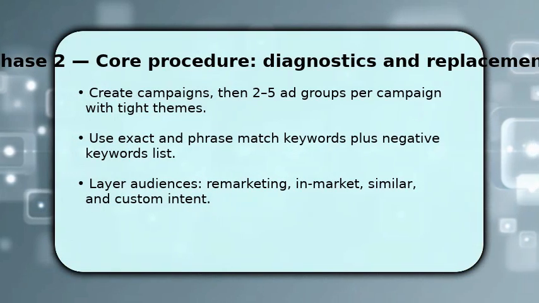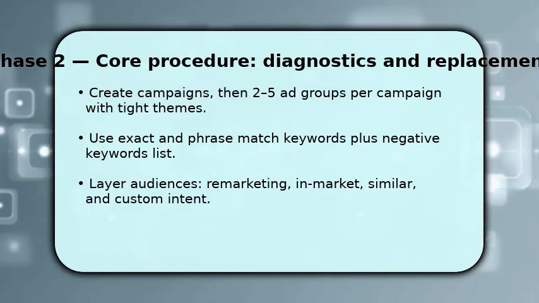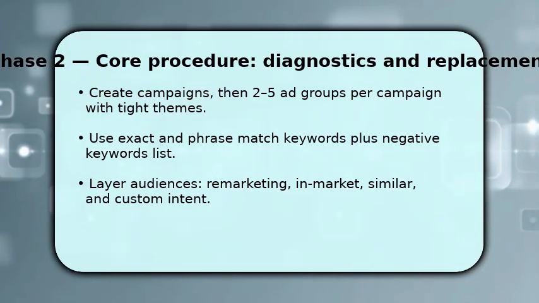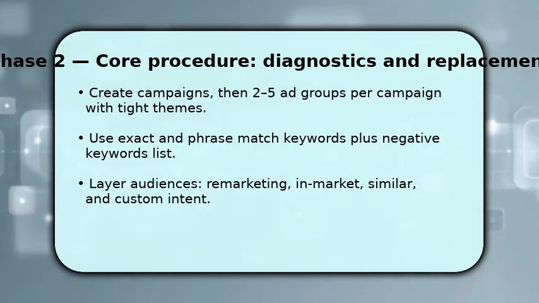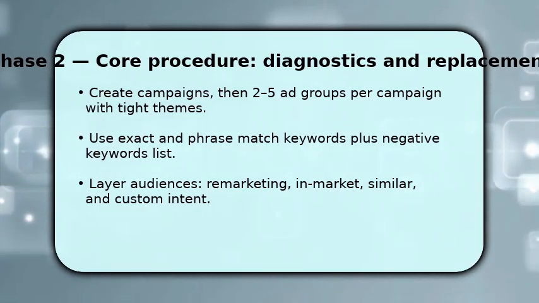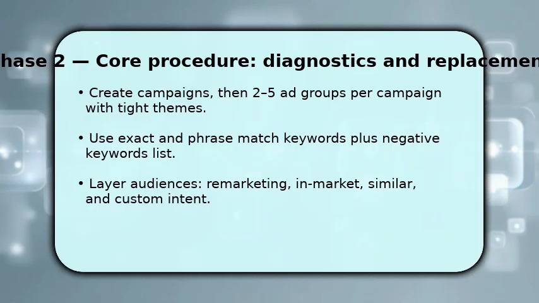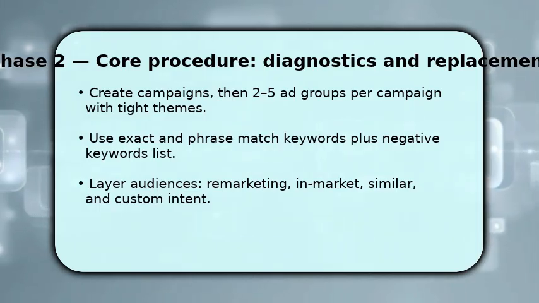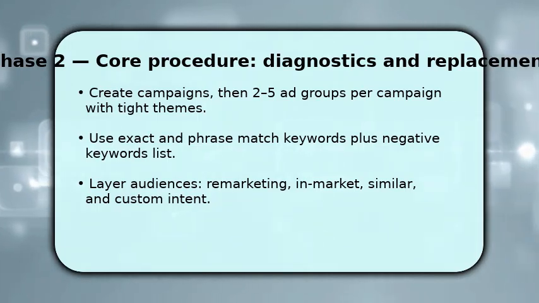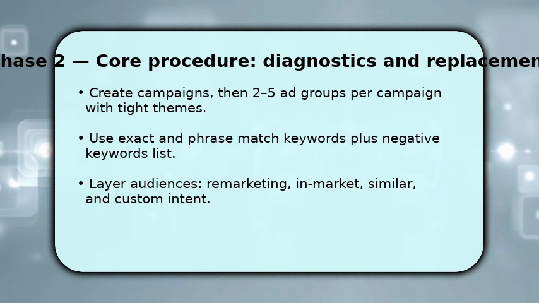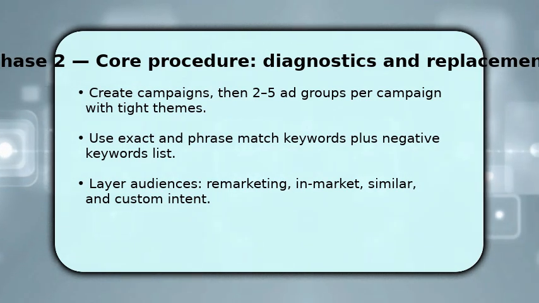You now build a disciplined account structure. Campaigns by objective and 2 to 5 tightly themed ad groups each, so relevance stays high. Then choose keywords using a blend of exact and phrase match for control and add negatives to block wasted spend. Once keywords are set, craft responsive search ads and include pinned headlines when necessary. Also layer audiences, remarketing first, then in market and similar, to improve bid signals. Make sure to set bid adjustments and experiment with automated bidding strategies once baseline data accumulates.